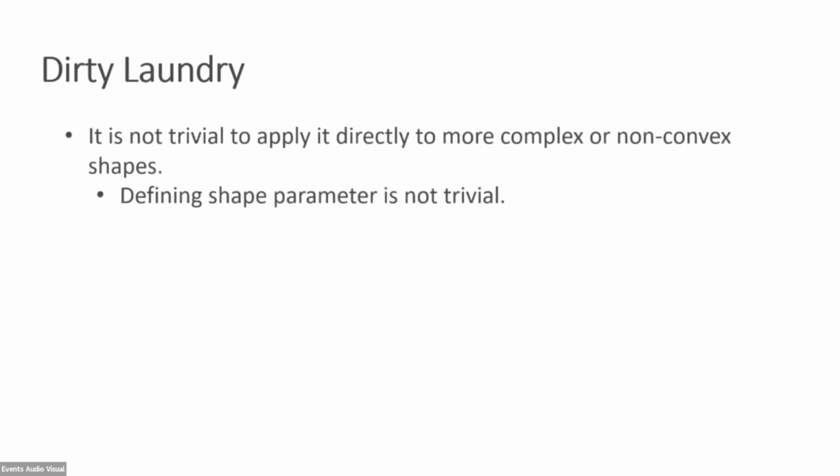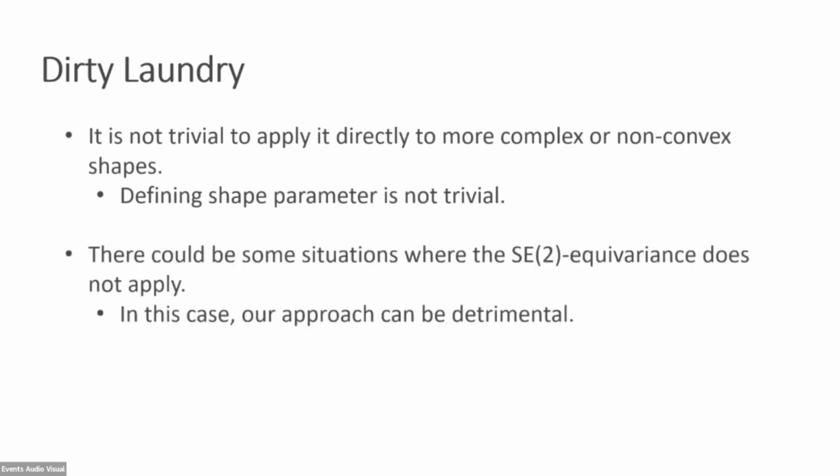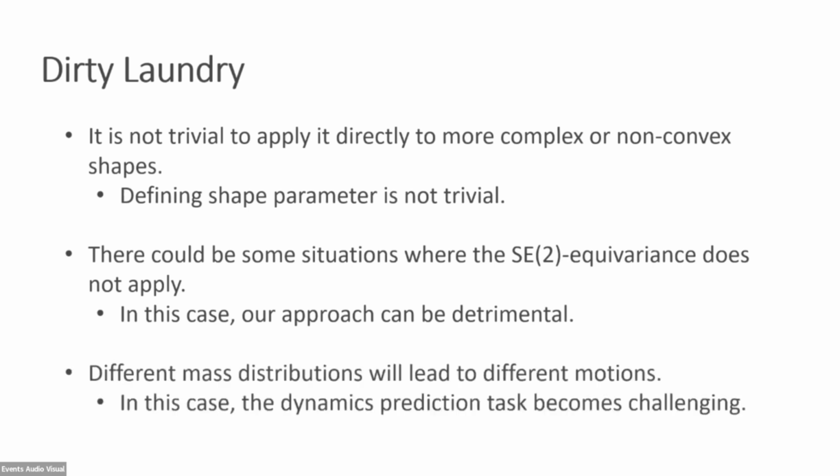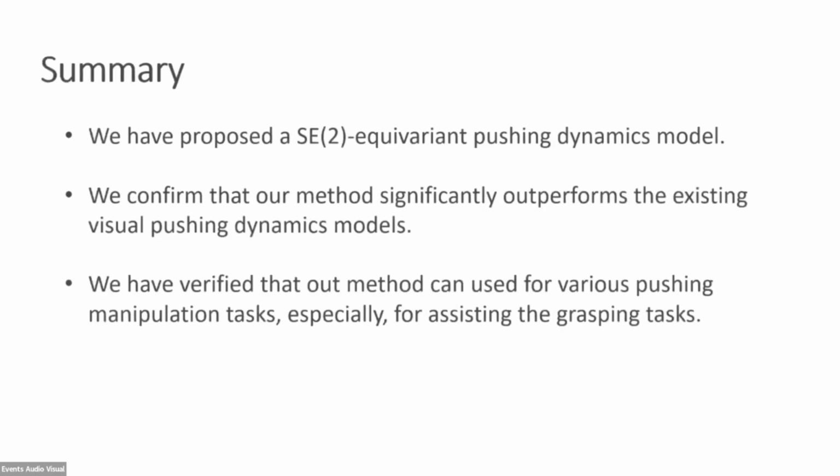So here is a list of limitations. First, currently, it is not trivial to apply it directly to more complex and non-convex shapes. Especially defining shape parameters is not a trivial problem. Second, there could be some situations where the SE2 equivariance does not apply. In this case, our approach can be detrimental. Finally, different mass distributions will lead to different motions, especially when the objects interact with each other. In this case, the dynamics prediction task using only vision data becomes challenging.